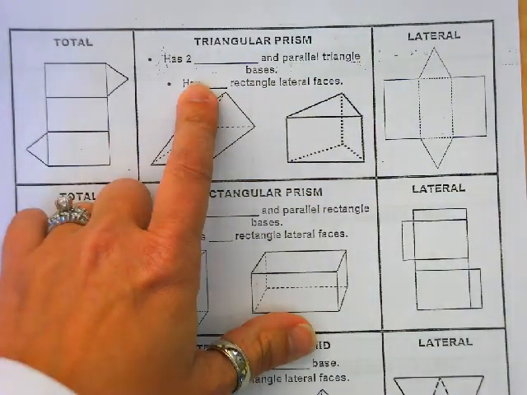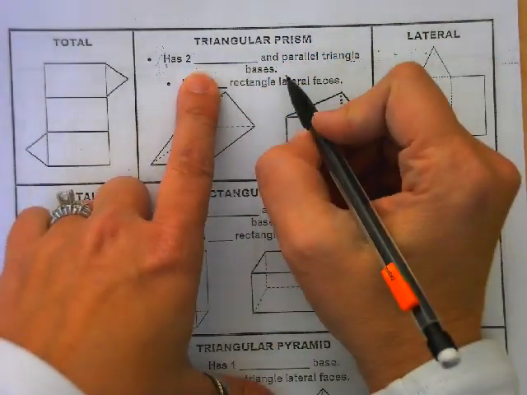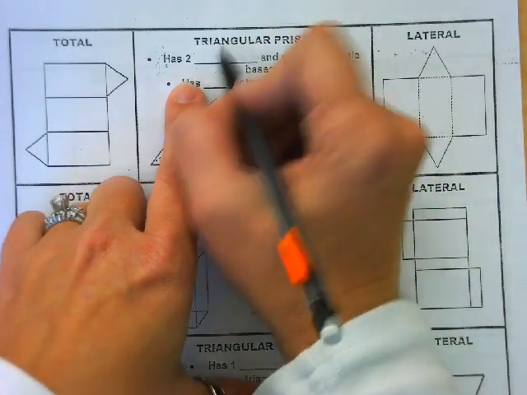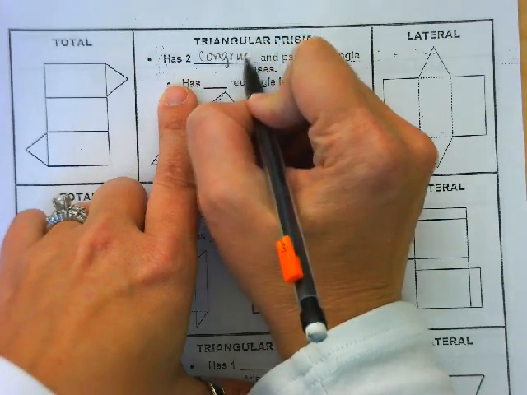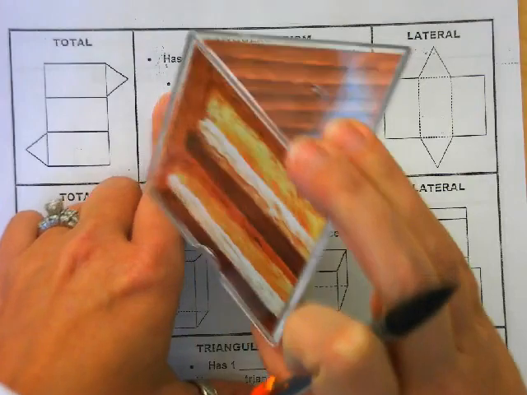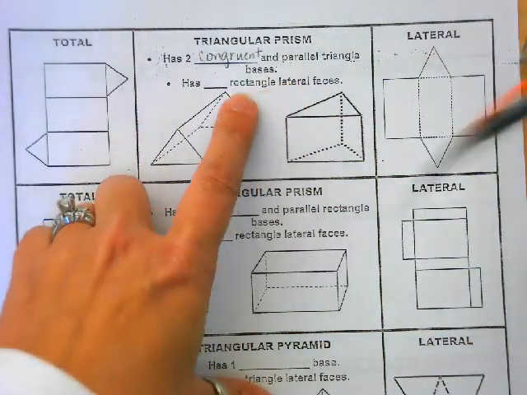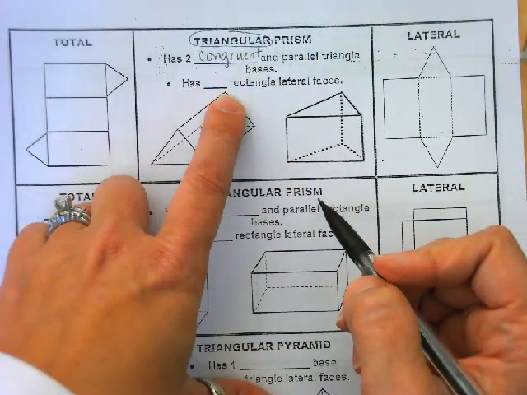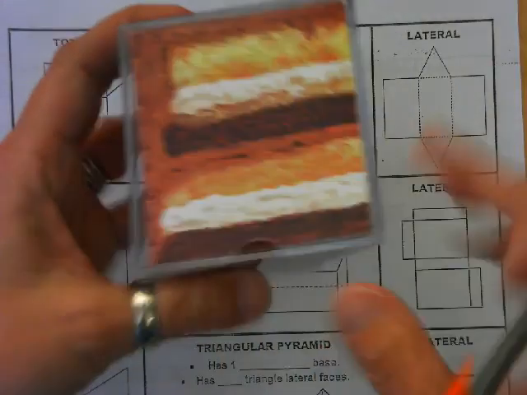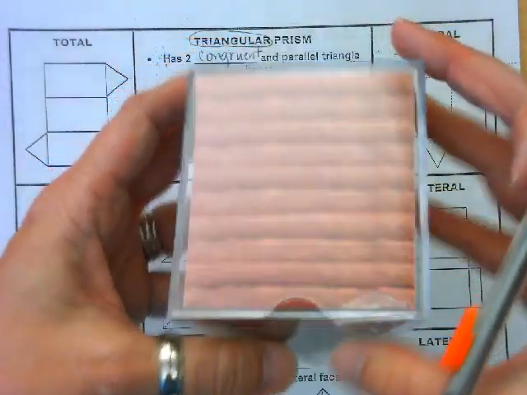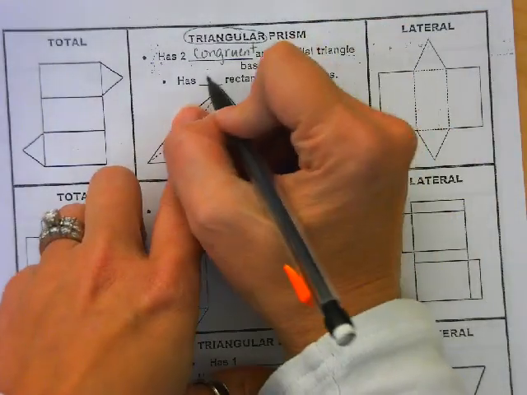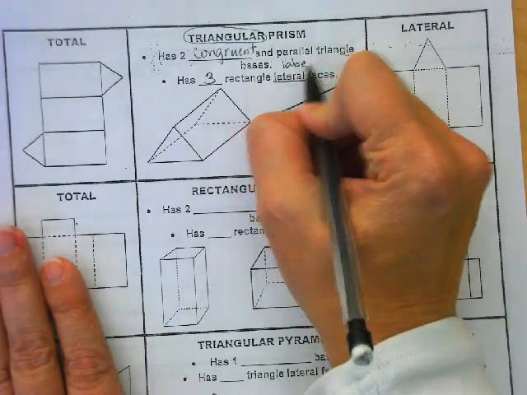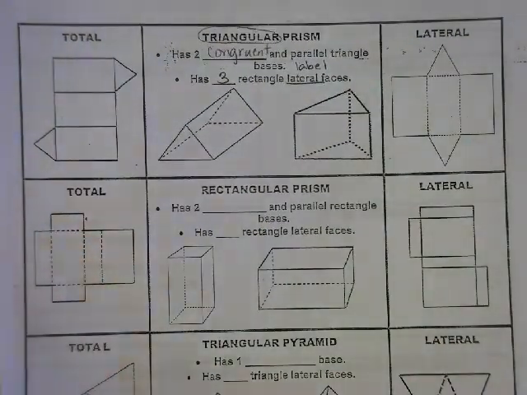So a triangular prism has 2 congruent, right? They are equal, and parallel triangle bases. That's where we get the triangular part of the name. It has, look at the sides. What shape is this side? This side, this side. These are rectangular, and how many are there? It has 3 rectangular lateral faces. Remember, lateral is going to be the label. It's going to be that middle piece, okay?